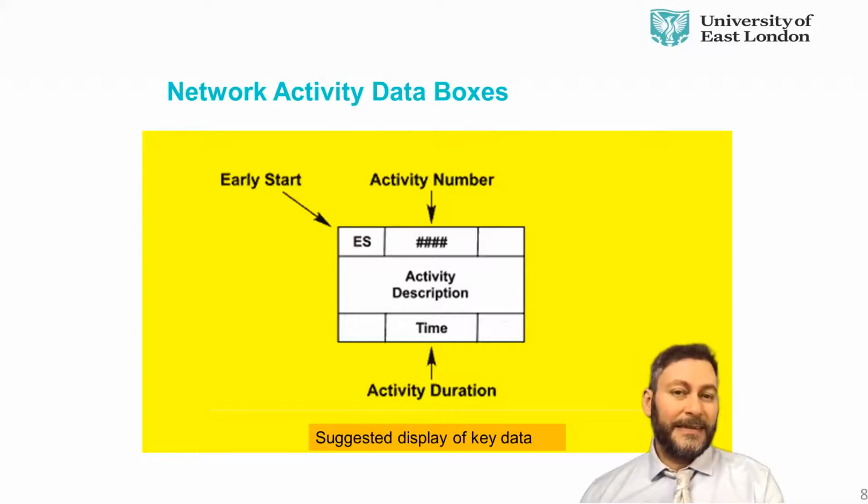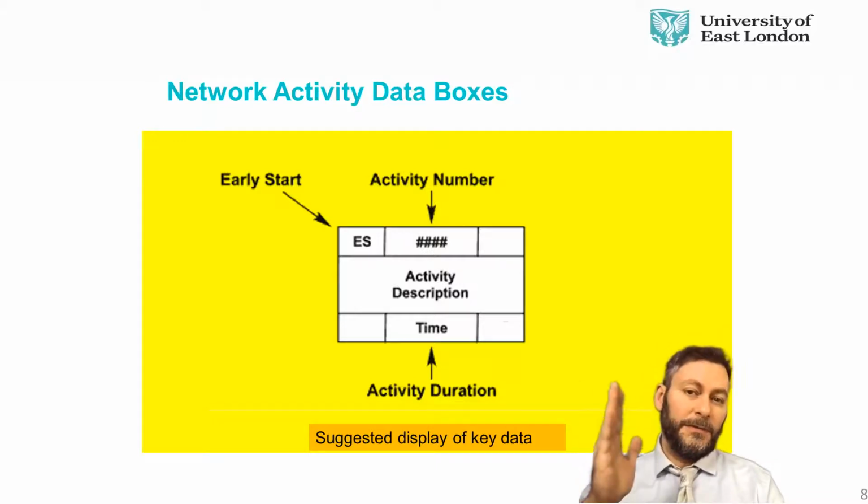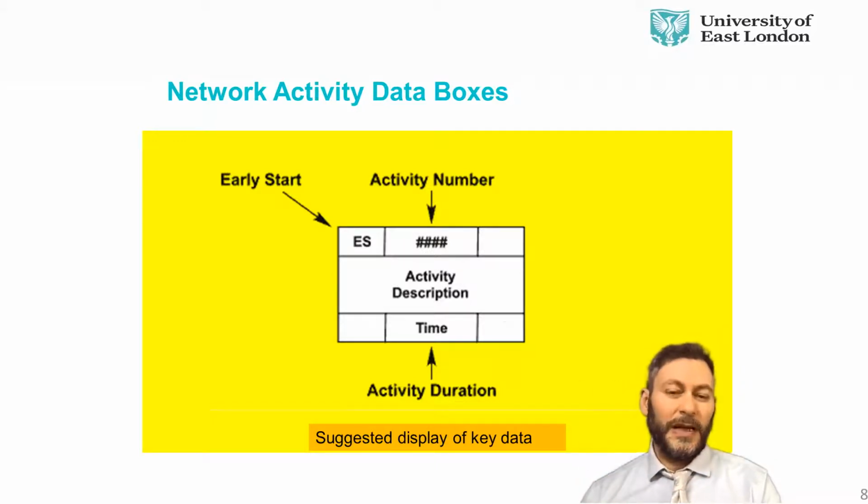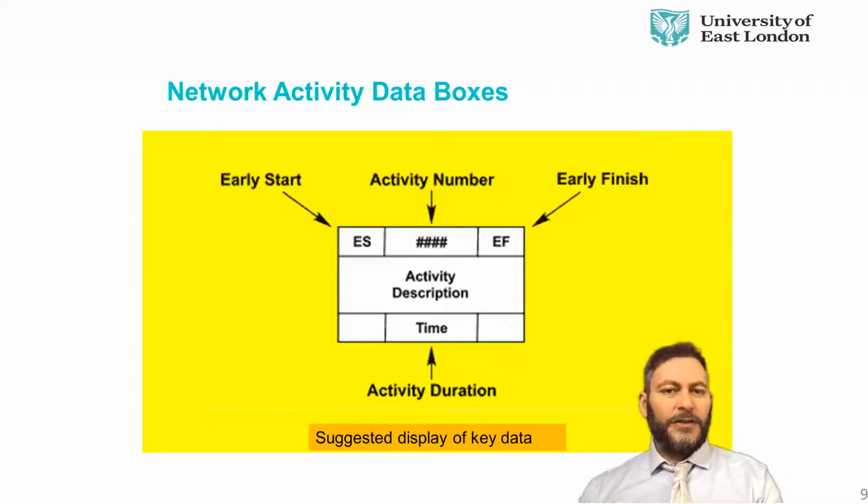And for instance, the first activity is 0, that's day 0, but the next one has to wait for the first one to finish, in this case 2 days, and so on and so forth. We're going to see them in the example. The earliest finish comes during the calculations. We're going to see how it works.